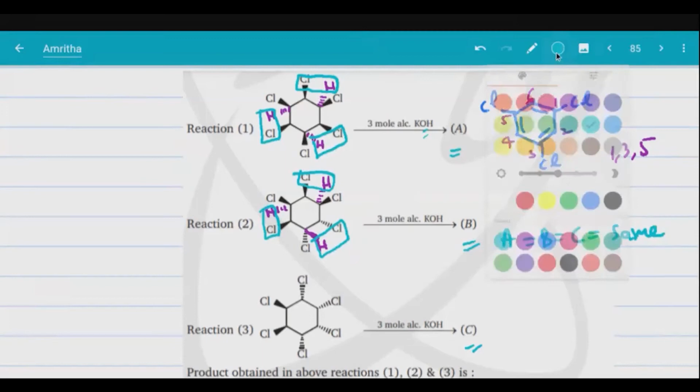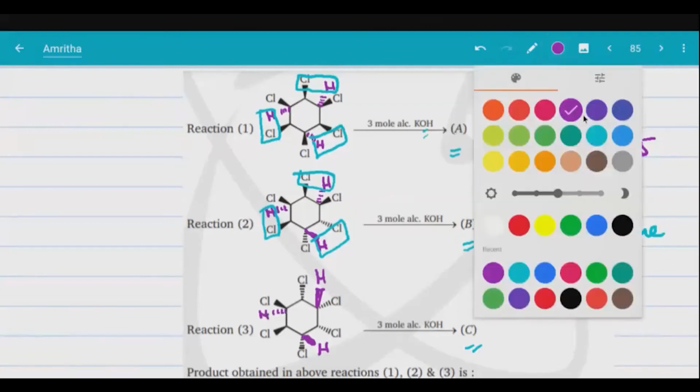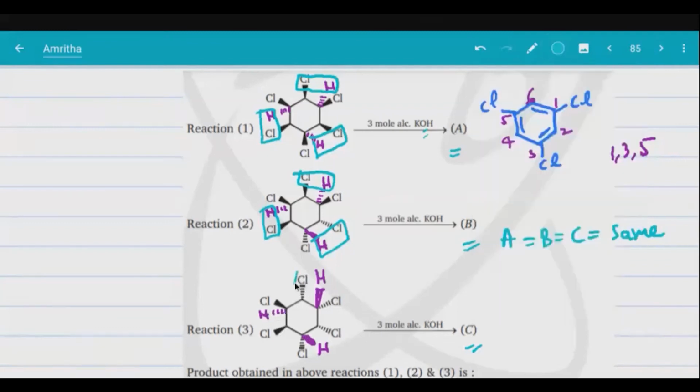And start here also, here I'll show you. There is hydrogen up, no? And this Cl, there is hydrogen up. Remove this. This Cl, hydrogen down. 3 moles maximum, HCl removed. Again, HCl removed. HCl is removed here.